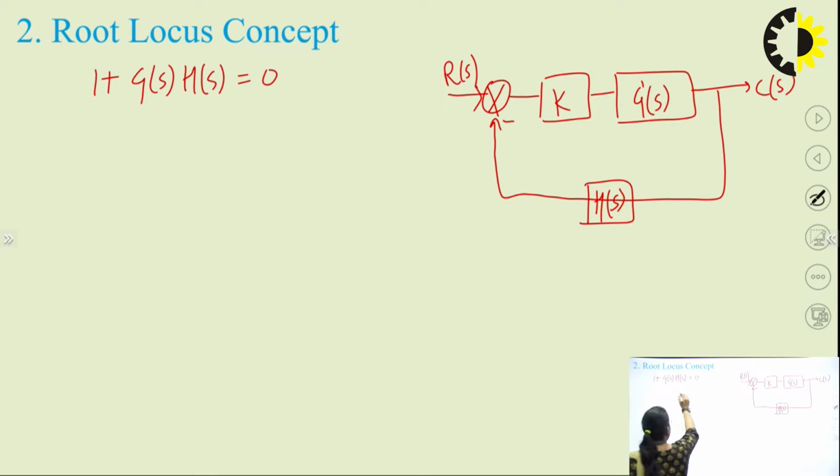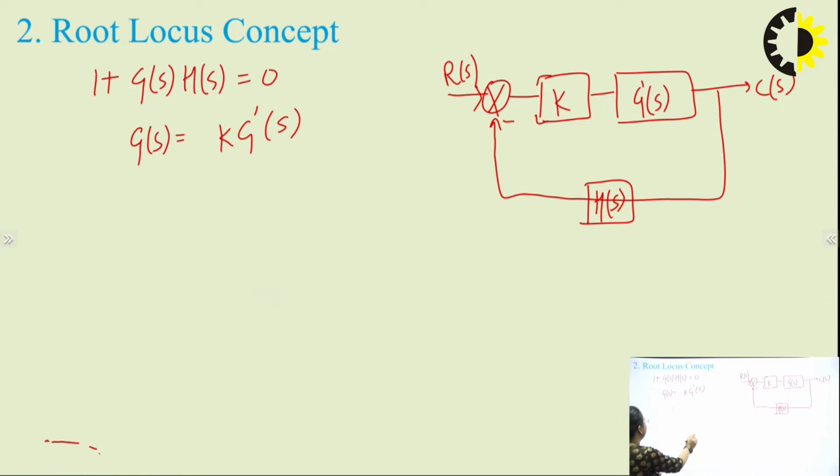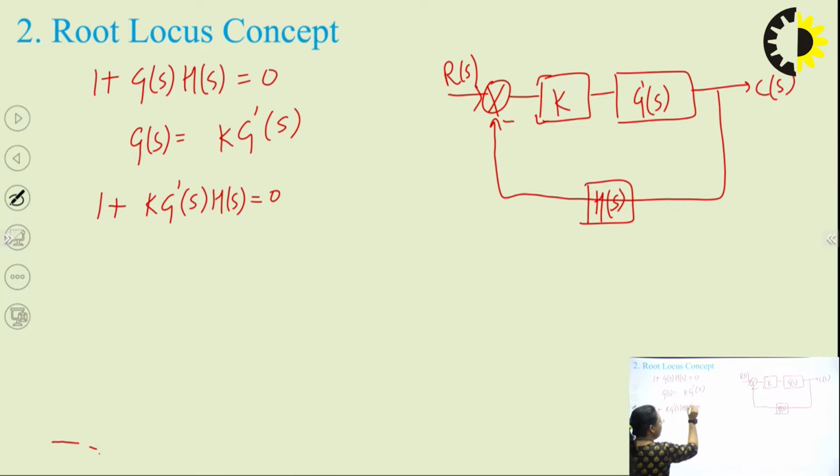Since I have introduced this gain k, which is a variable parameter in the forward path, I can write G(s) as k into G dash(s), and now the characteristic equation for this system will be 1 plus k into G dash(s) into H(s). Now let's say it is a unity feedback system and H(s) is equal to 1. Now 1 plus k G dash(s) equals 0 will be the new characteristic equation.